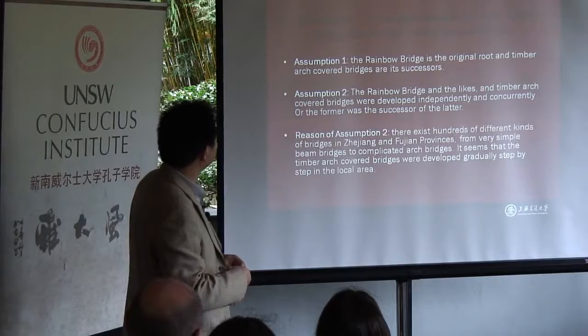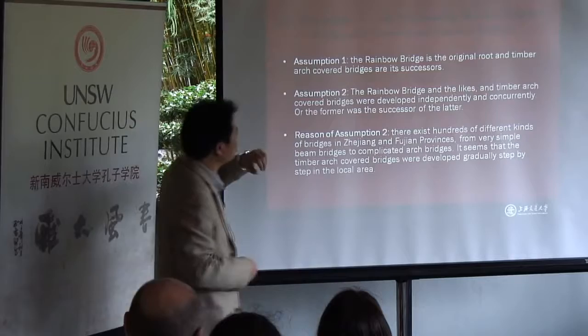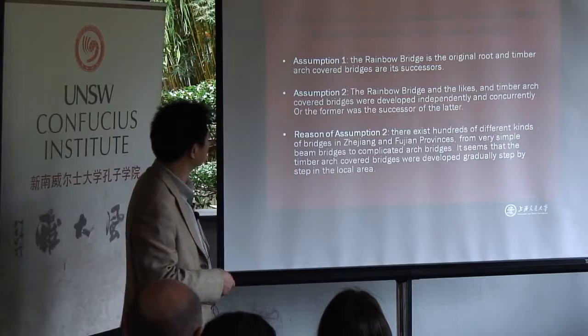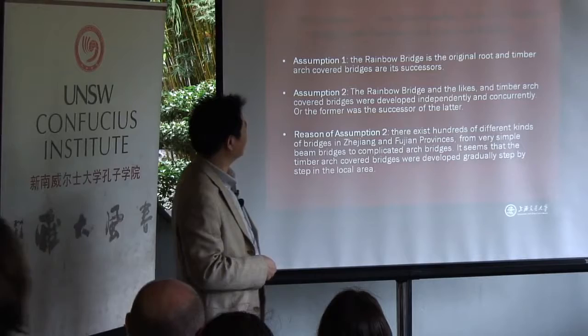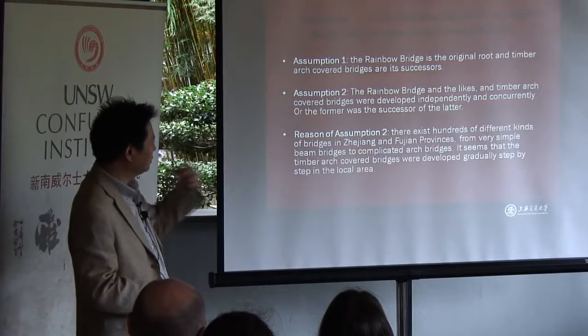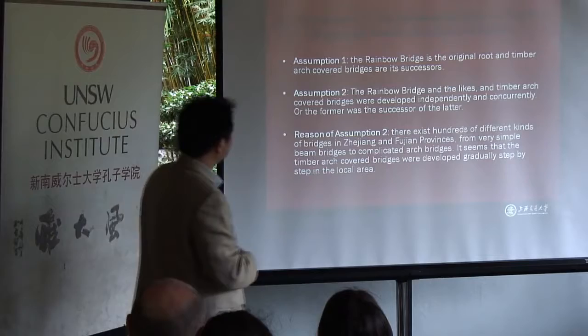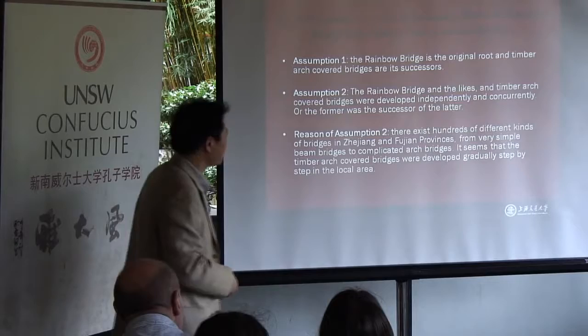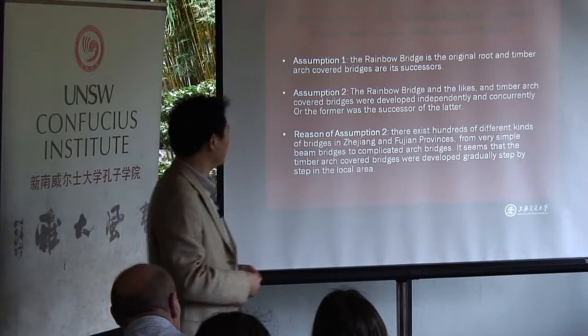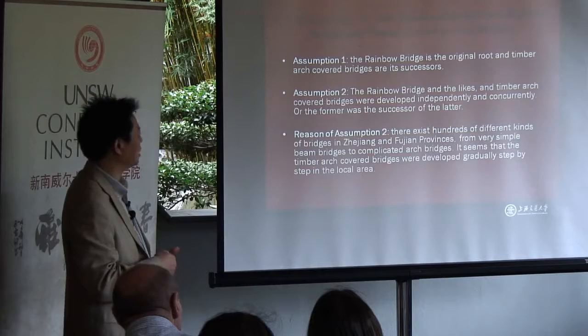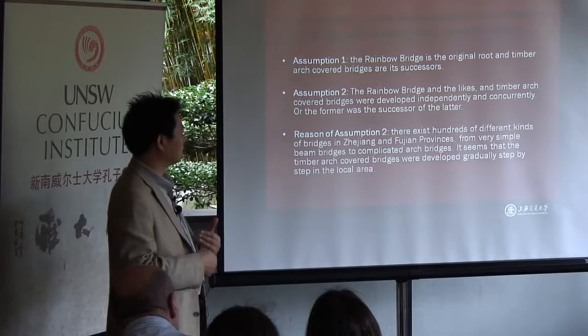There are two assumptions. One, the Ribbon Bridge is the origin, and the timber arch covered bridges are its successors. The second, the Ribbon Bridge and the timber arch covered bridges developed independently and concurrently, and neither was the successor of the other. This is a different opinion. The reason for assumption two: there exist hundreds of different kinds of bridges in Zhejiang and Fujian provinces. From very simple beam bridges to complicated arch bridges, it seems that the timber arch covered bridge was developed gradually, step by step, in the local area.